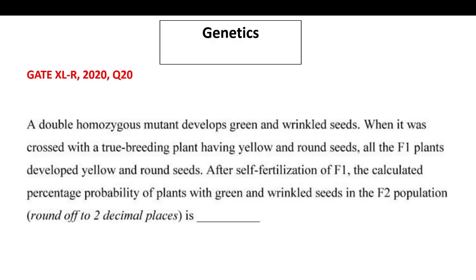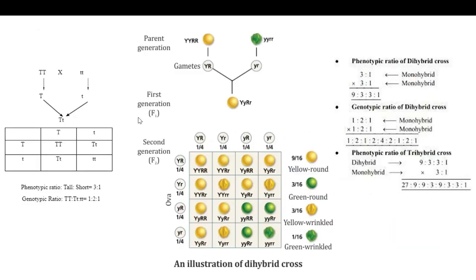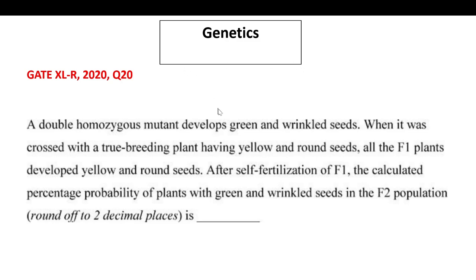So now let us go to the question again. A double homozygous mutant develops green and wrinkled seeds. So there is a homozygous mutant which develops green and wrinkled seeds. Green is also recessive, if you see the green color, and wrinkled is also recessive. So that's why this is a double homozygous mutant. This will develop green and wrinkled seeds.